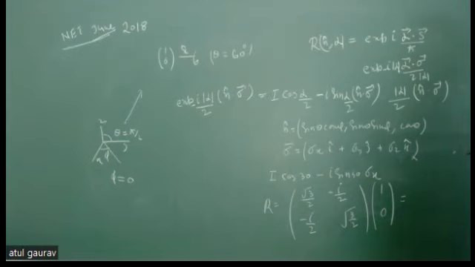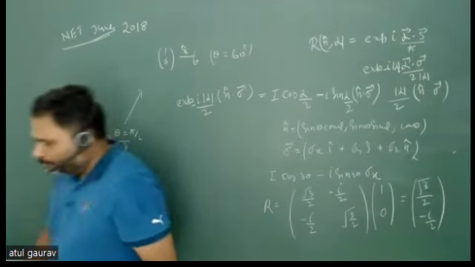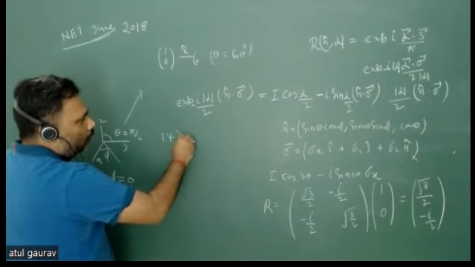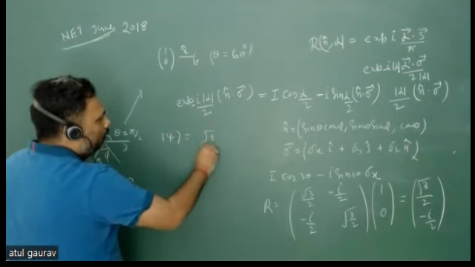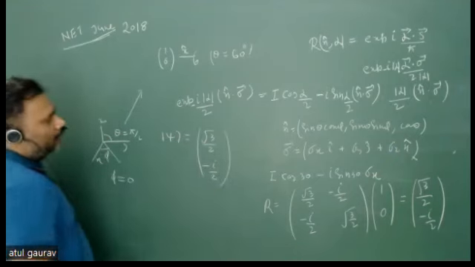Tell me, what will you get? This will be root 3 by 2. So you will get root 3 by 2 and minus I by 2. So what is your state psi? Your state psi is this one. So your state psi is equal to root 3 by 2 and minus I by 2. This is your state psi.